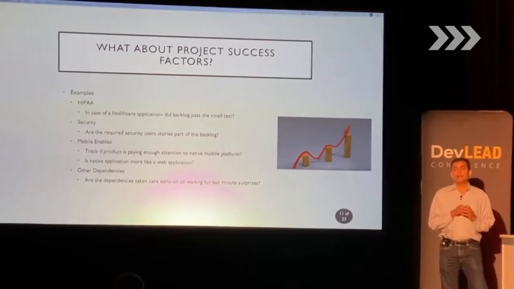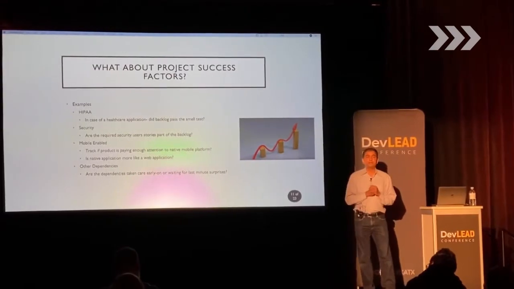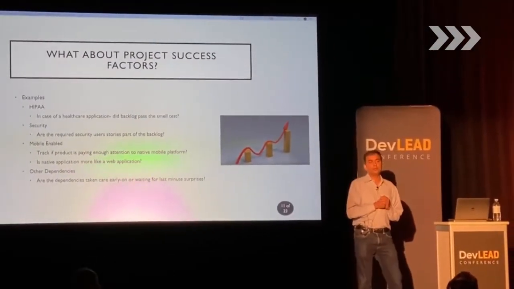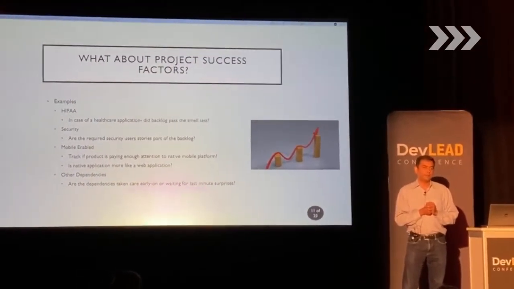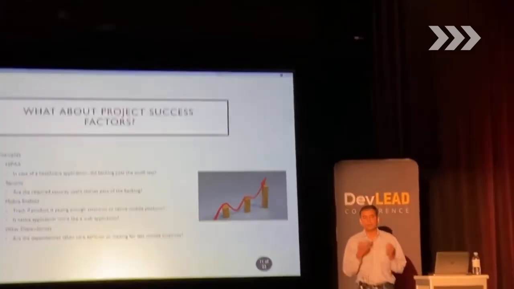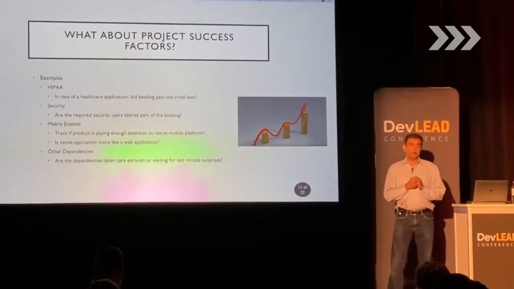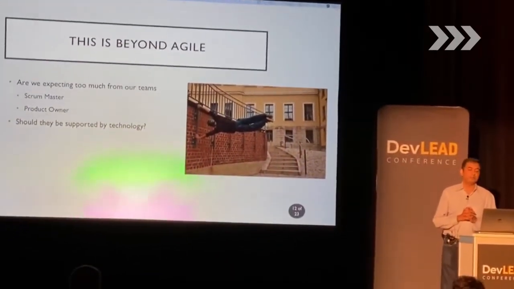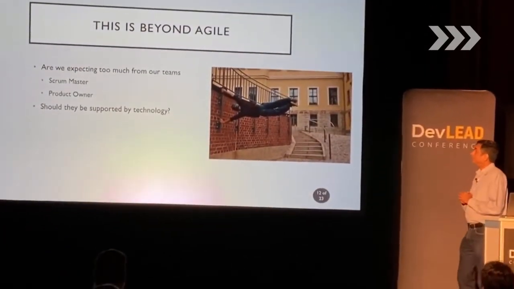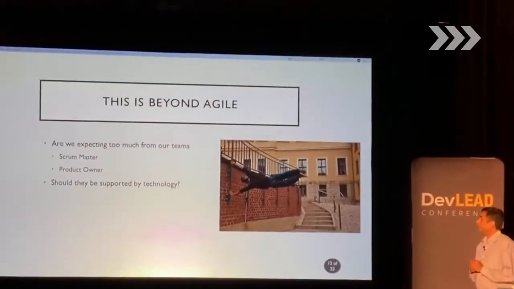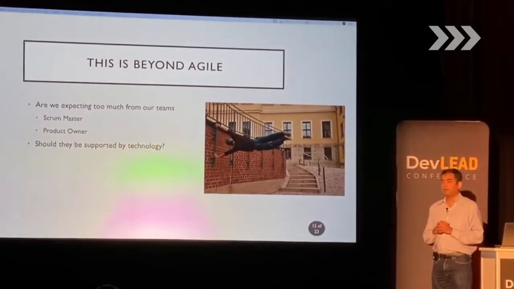You know that we have assigned the roles, we have Scrum Master, we have product owner, right? The Scrum Master has to ensure your Scrum ceremonies are happening. They need to make sure of the light documentation that you're maintaining, the sprint retrospectives, right? Those are the things that they are looking into. So this is something which is beyond Agile, as I said, Scrum Master, product owners, right? So are we expecting too much from our teams, or should we help them with technology, right?